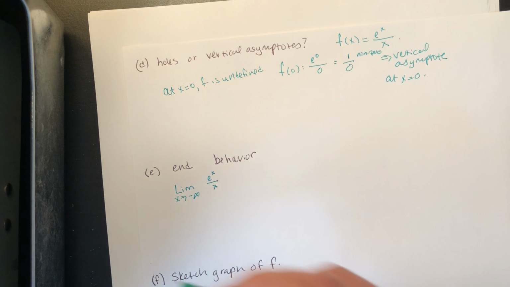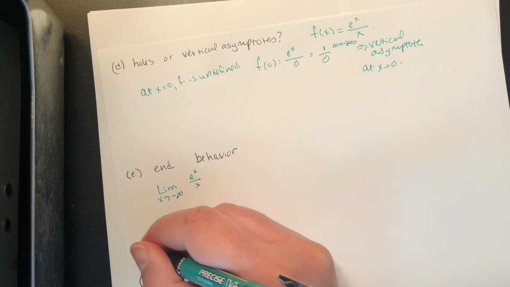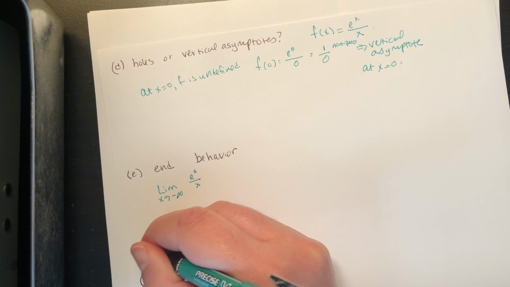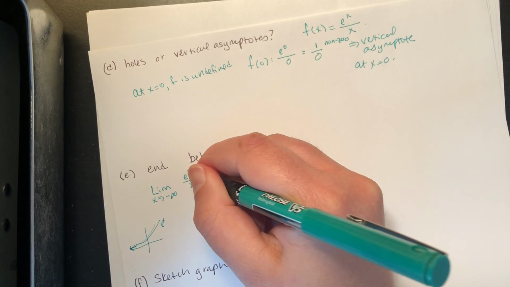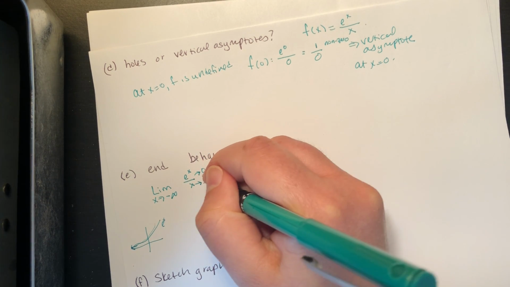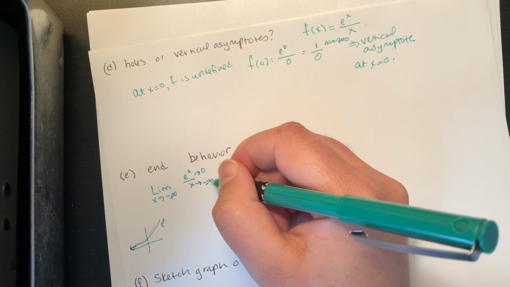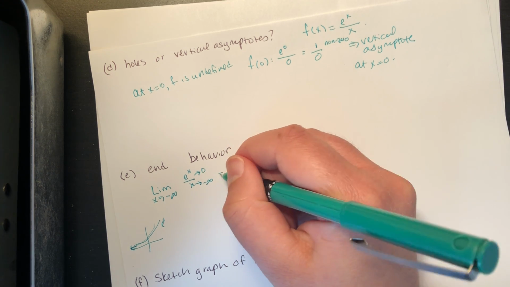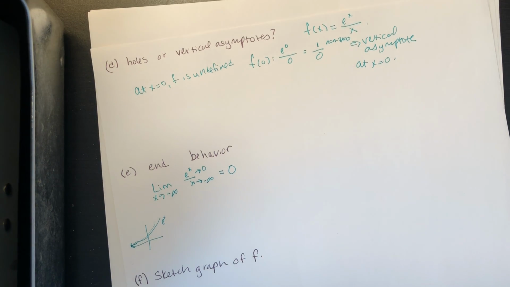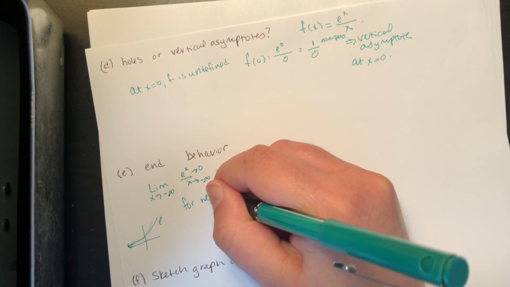As x goes to negative infinity, e to the x, maybe you recall, looks like this. This is the e to the x function. e to the x heads towards 0, so the numerator is heading towards 0, while the denominator heads towards negative infinity. So we have something really, really tiny and close to 0 on top, and really, really big on the bottom. So this limit is 0. So as x goes to negative infinity, for negative x values, we have a horizontal asymptote at 0.